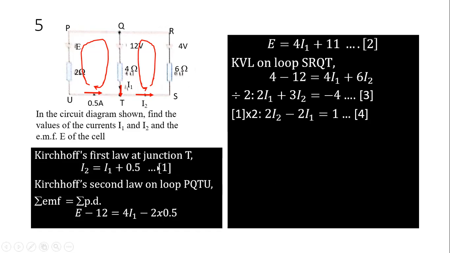Equation 1 times 2. So you got 2I2. Take this one across there, times minus 2I1 equals 1. Okay, so we can add these two equations together to get rid of I1. So 3 plus 4, that one cancels off. So 3 plus 2 is 5, minus 4 plus 1 is minus 3. Then calculate your I2. After that, you can go and calculate your I1.